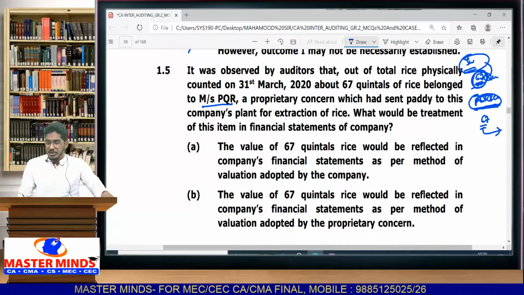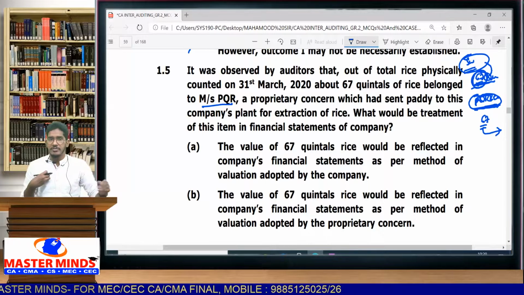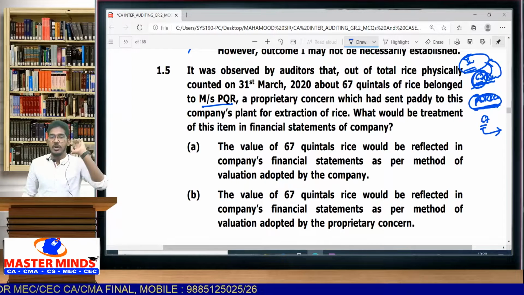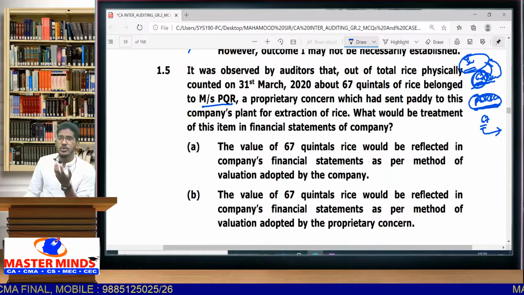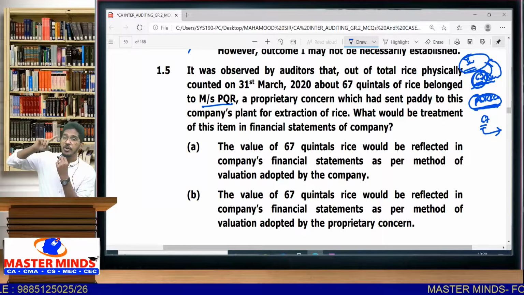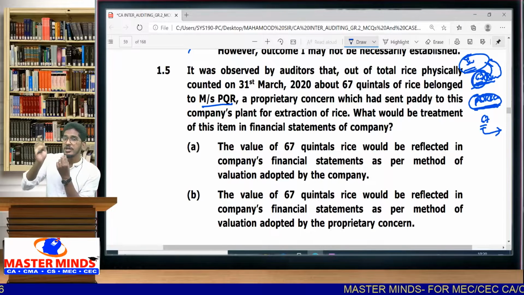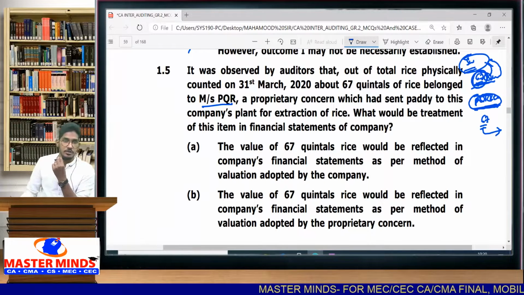What should you do? Should these 67 quintals of stock which are lying in the possession of Sweet Aroma Private Limited be included in the closing stock of Sweet Aroma? Definitely not. They are not the owner. In whose books should it be recorded? It will form part of the inventory of PQR and Co, not Sweet Aroma, because they are not the owner. The stock is just lying with them, and some third party is the owner.